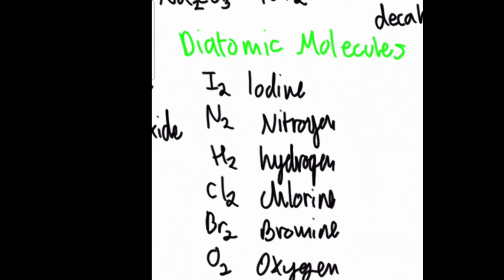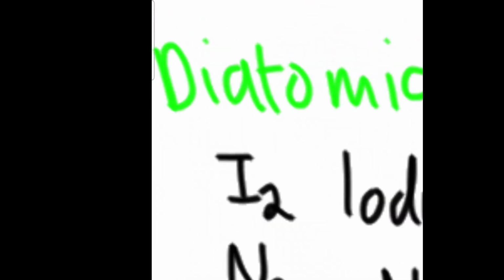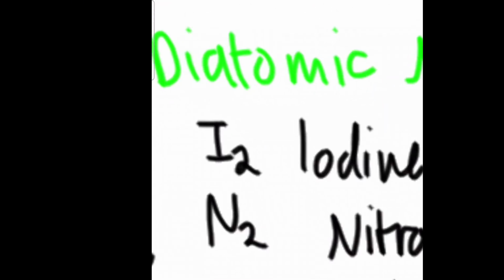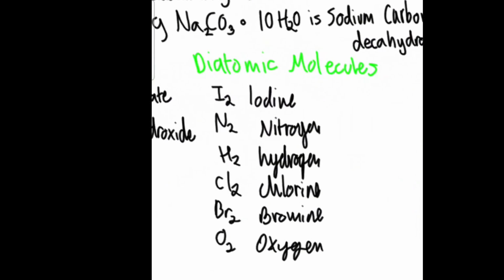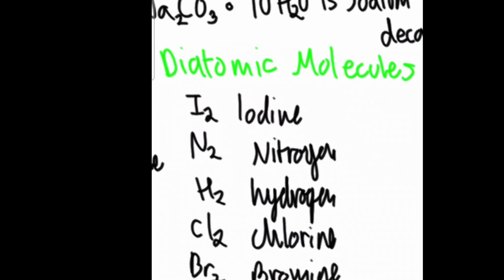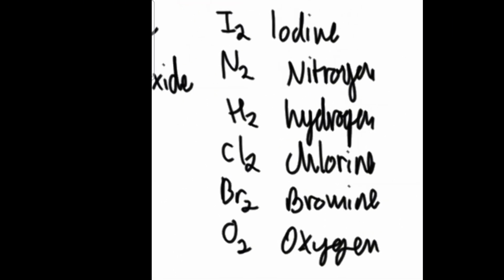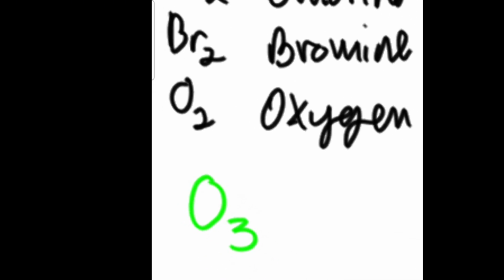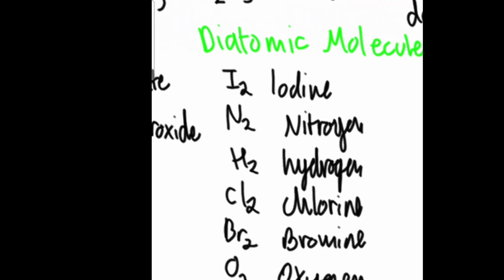Diatomic molecules are molecules that come in 2, which is di meaning 2, atomic meaning atomic, molecules meaning molecules. So iodine comes in a form of 2, nitrogen comes in a form of 2, hydrogen comes in a form of 2, chlorine comes in a pair of 2, bromine, oxygen, you get it. They all come in forms of 2. There's another thing that's in the triatomic molecules, which is ozone, which is O3. You will find this in the ozone layer. You will have to know that.